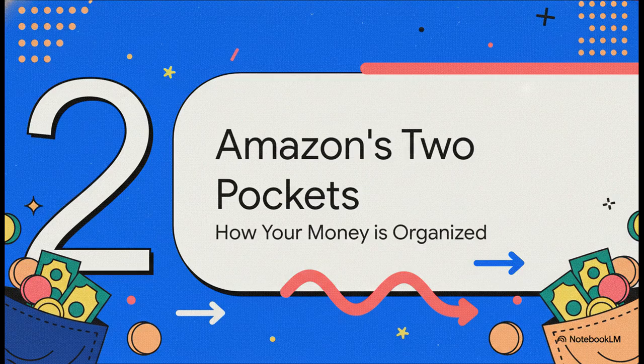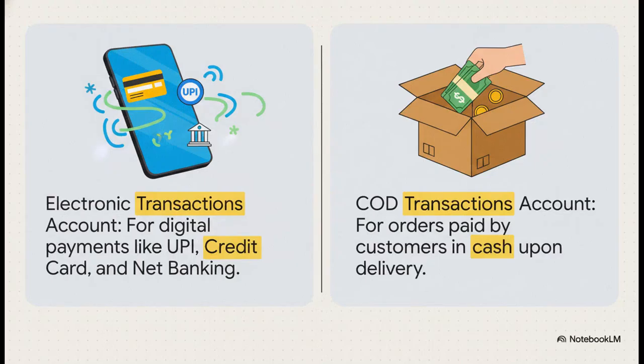The best way to think about your Amazon seller account is to imagine it has two completely separate pockets for your money. Seriously, once you understand these two pockets, the whole adjustment thing makes perfect sense. And here they are. On one side, you have your electronic transactions account. This is where all the digital payments end up. Think credit cards, UPI, net banking, all that stuff. And on the other side, you've got the cash on delivery account, or COD, for any orders people pay for in cash when they get them. The number one thing to remember is that Amazon keeps the money in these two accounts totally separate.